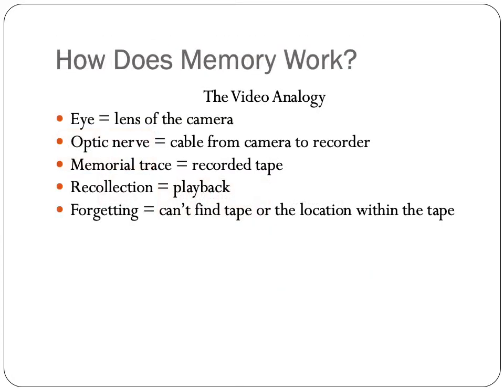So how does memory work? Obviously, all eyewitness identifications have to do with memory, so we need to have a quick discussion on memory. Now, we did this a little bit with alibis when we talked about the forgetting curve. But a lot of people view memory kind of like a video, right? Your eyeball is like the lens of a camera. The optic nerve is the cable from the camera to the recorder. Your memory trace is your recorded tape. Recollection or remembering is just playing it back. And forgetting is just not really being able to find the tape or the location within the tape.